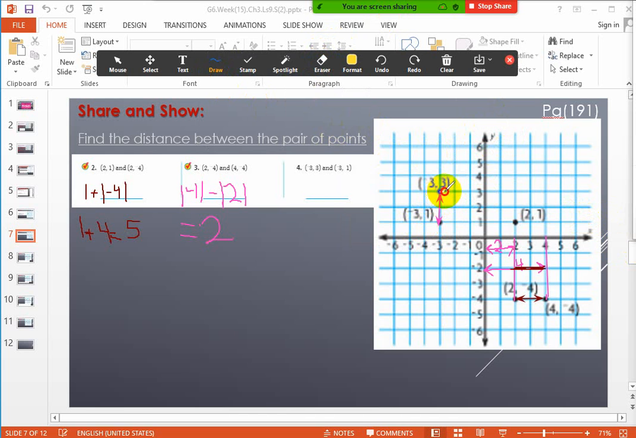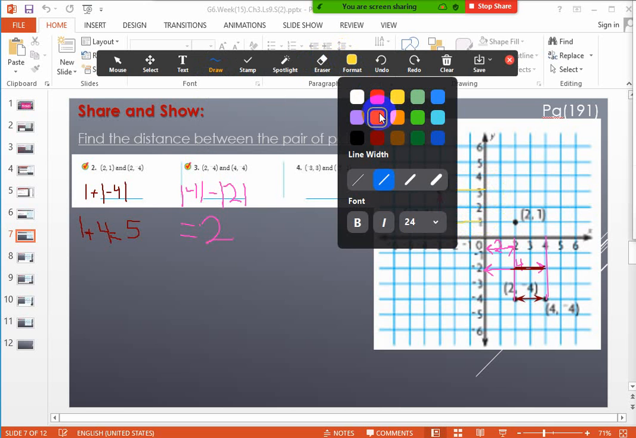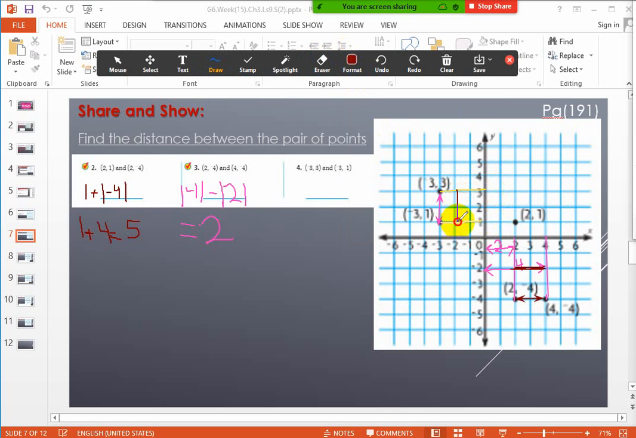So I will take the y for the first point, which is 3. And the y for the second one is 1. That means the distance from this point to the x-axis is 3, right? And the distance from this point to the x-axis is 1. So if I want to find this distance in pink, what do I have to do? Add or subtract?